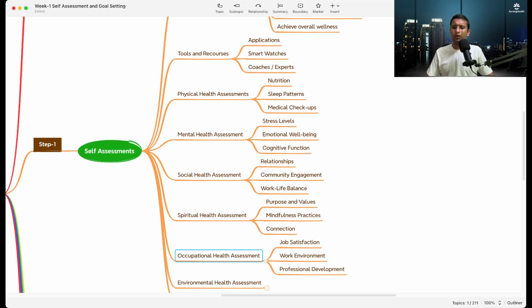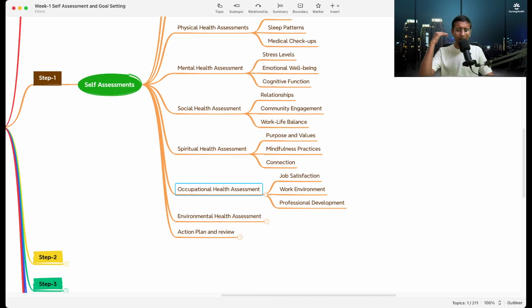Similarly, occupational health. What is the level of job satisfaction? What is the work environment in your office, with your colleagues, and in your business? What is the work environment if you are a housewife, within the house? Very, very important. So you need to have a good, strong work environment. And then professional development: how you can develop yourself professionally so that you really improve.